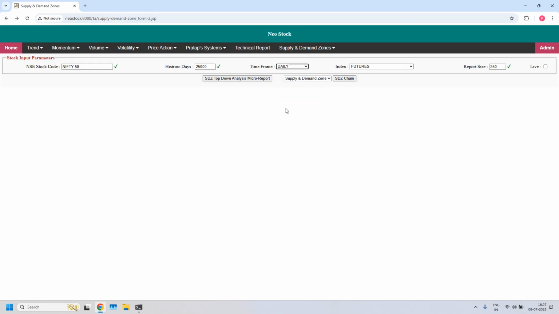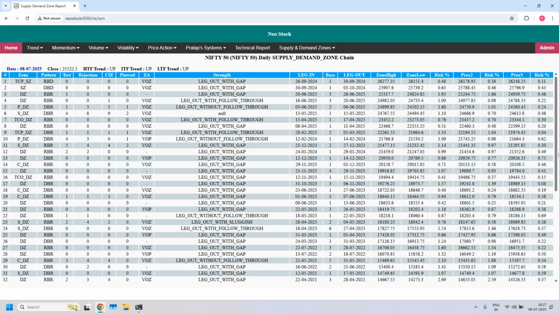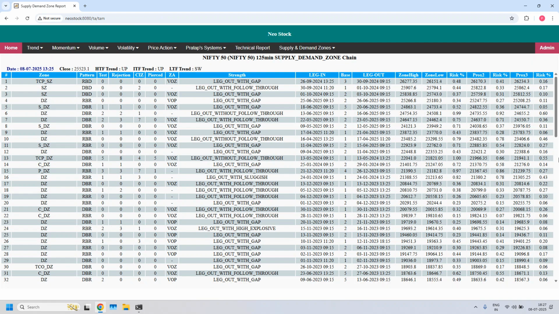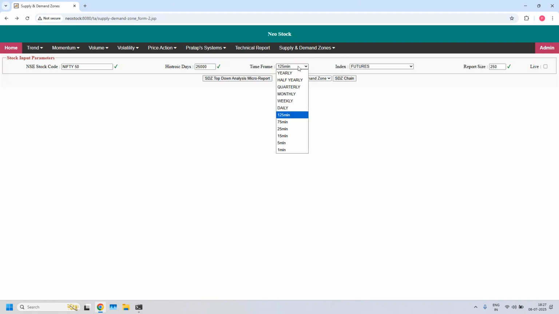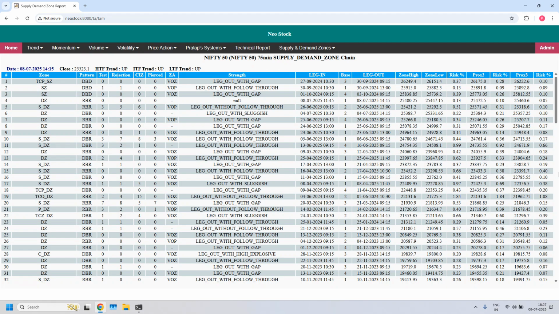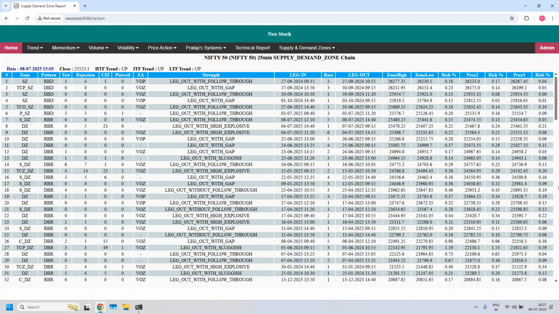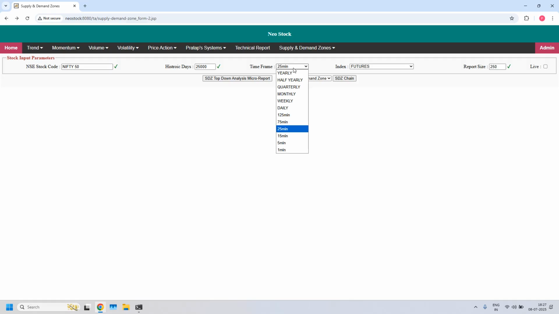Next, daily supply demand zone chain for Nifty. Next, 125 minute supply demand zone chain for Nifty. Next, 75 minute supply demand zone chain for Nifty. Next, 25 minute supply demand zone chain for Nifty. Next, 15 minutes supply demand zone chain for Nifty.